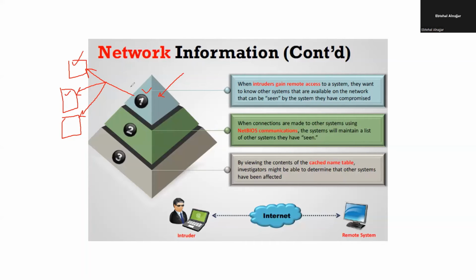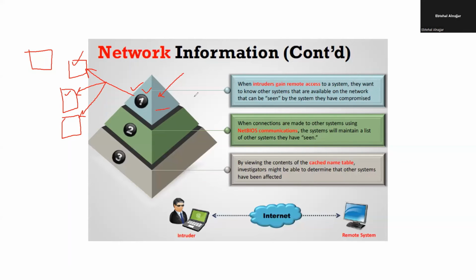Once he started to scan, that means there is traffic coming from this machine going to other machines in the network. So I really want to check the victim machine that's been compromised, to check for any single connection to the external network, identify this connection and keep it as evidence. Okay, when connections are made to other systems using NetBIOS communication. So NetBIOS, guys, is a protocol. It's been there for a long time. It's very similar, NetBIOS, to DNS, because you can reach other computers within the network using the NetBIOS protocol. The system will maintain a list of other systems they have seen.